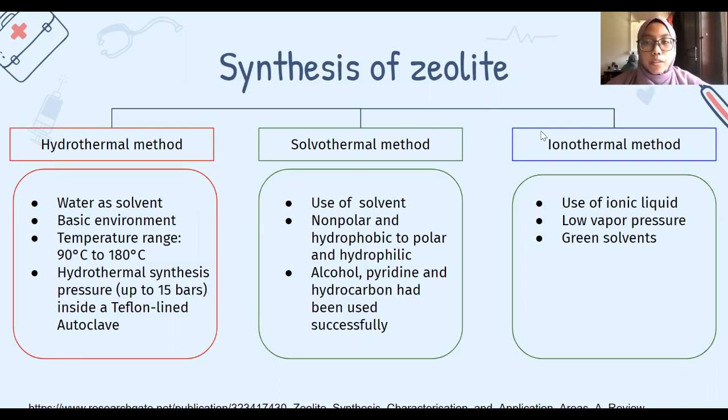The third method is the ionothermal method, which makes use of ionic liquid. We know that ionic liquid has low vapor pressure, and it is also a green solvent. So it is actually a good substitute for solvents that are harmful and carcinogenic. The hydrothermal method and ionothermal method can also be classified under the solvothermal method.